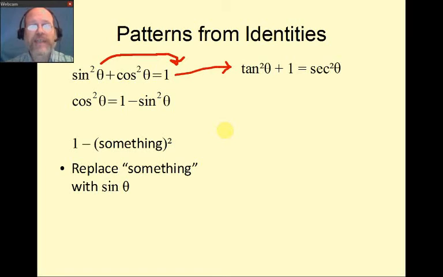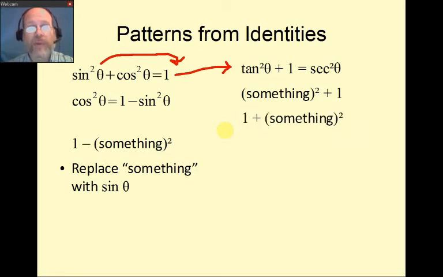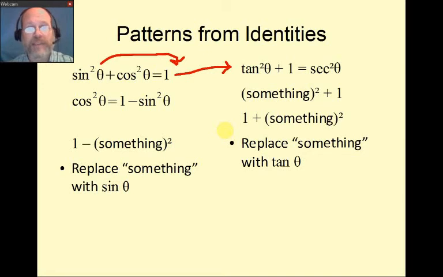So this identity is going to help me with a slightly different pattern. That's when I have something squared plus 1. Or, on the other hand, I could have 1 plus something squared. They're the same thing. And in this case, when I have this sort of a pattern, I can replace that something with the tangent of theta, giving me tangent squared theta plus 1, or 1 plus tangent squared theta, and that gives me the secant squared of theta.